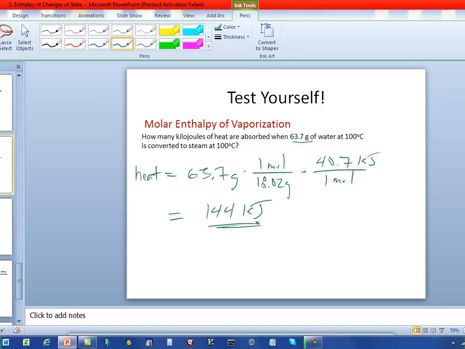144 kilojoules. Okay, so I hope that this helps get your mind around heating curves, heat of fusion, and heat of vaporization.